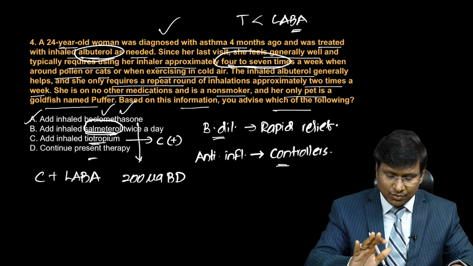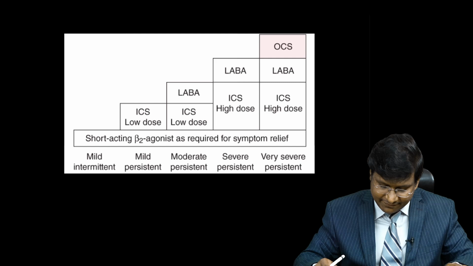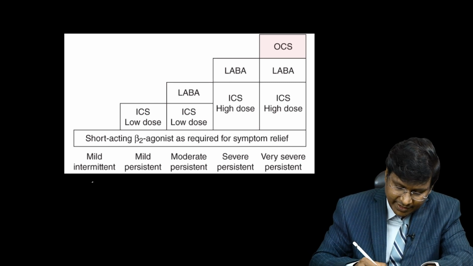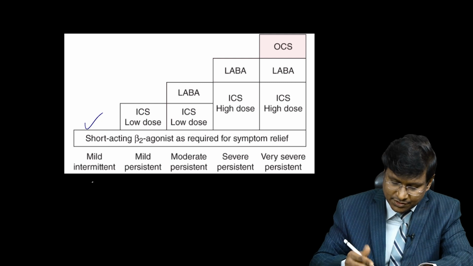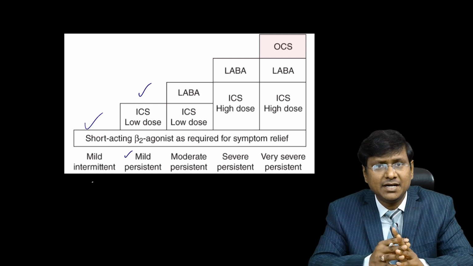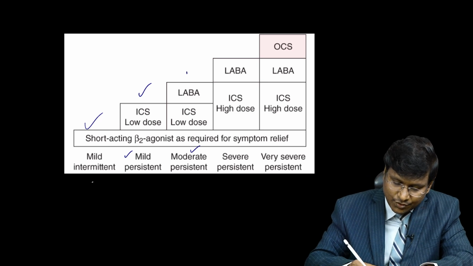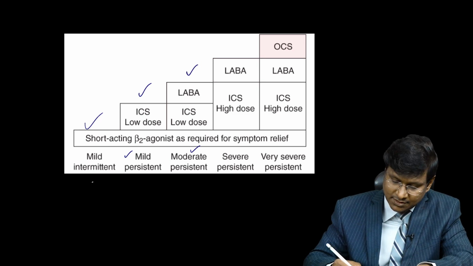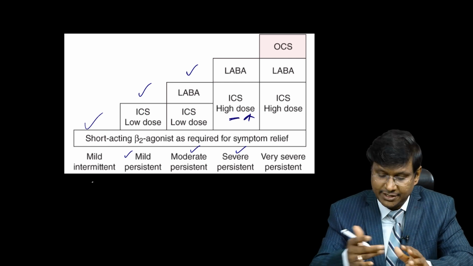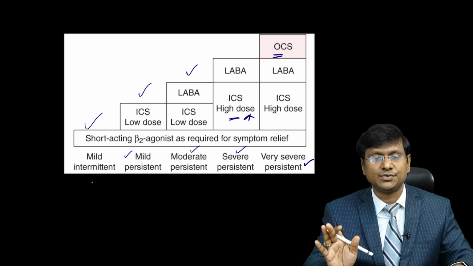Okay, so this is about the treatment of asthma. We have this stepwise approach. In mild intermittent asthma, only a short-acting beta 2 agonist. In mild persistent asthma, along with SABA, a low dose inhaled corticosteroid. In moderate persistent, you also need to add LABA. In severe persistent, you need to step up the dose of inhaled corticosteroid. And in very severe persistent, you also need to add oral corticosteroids.